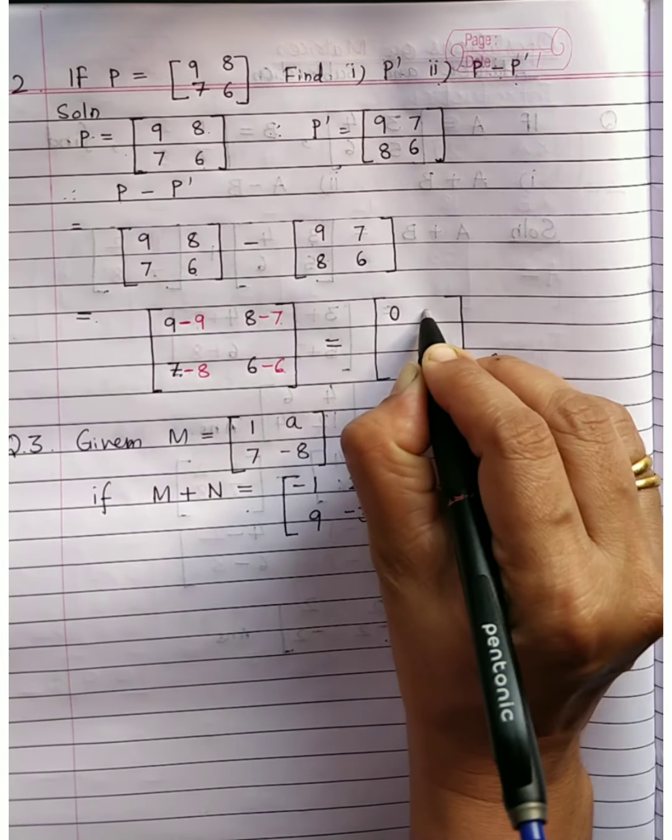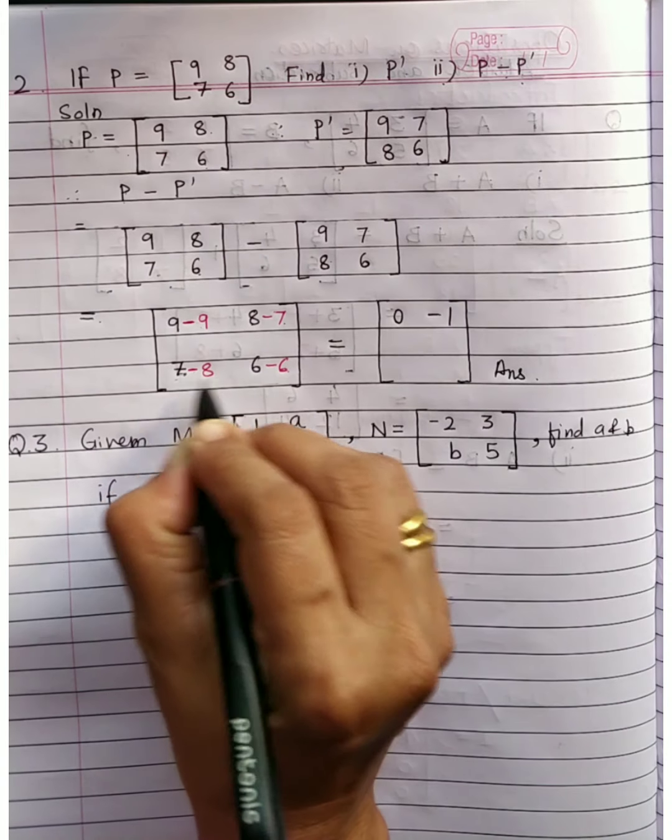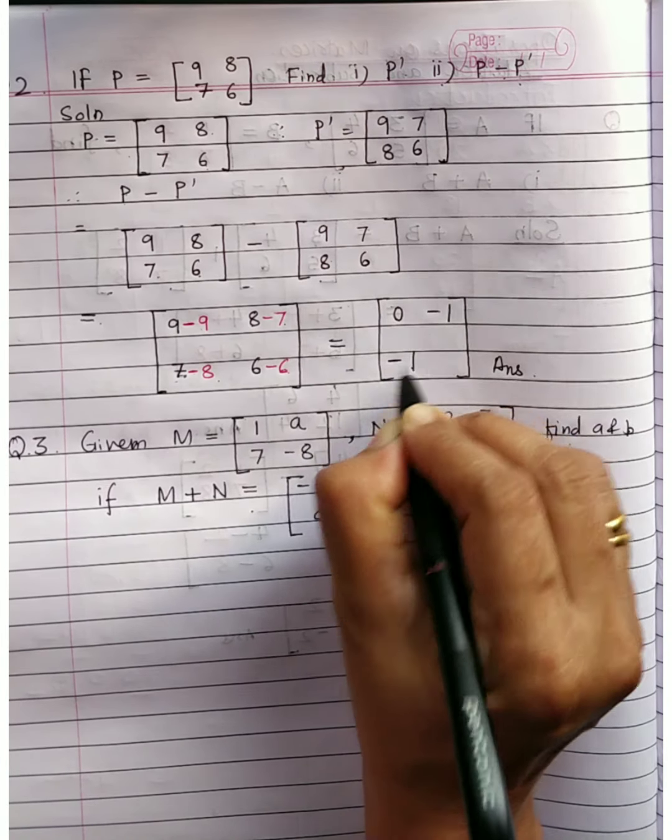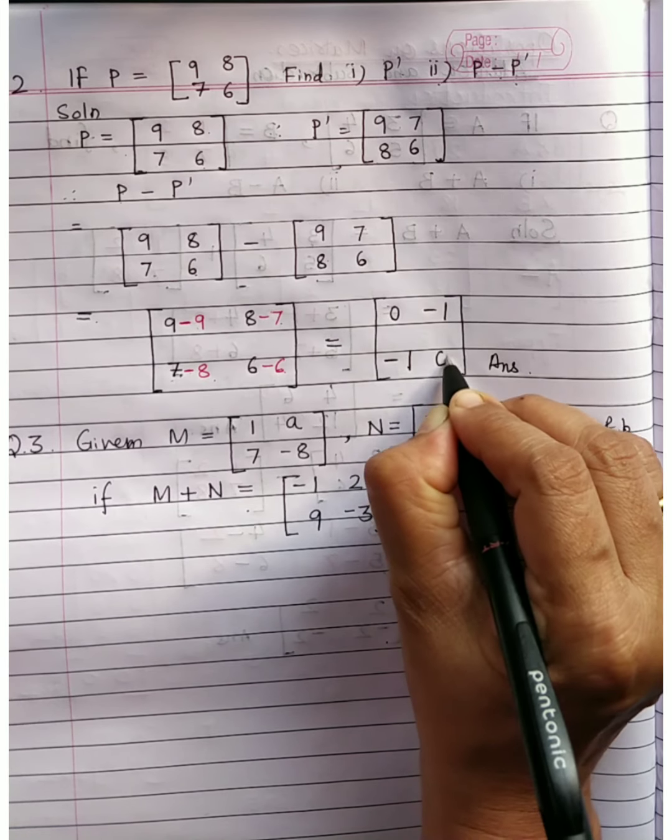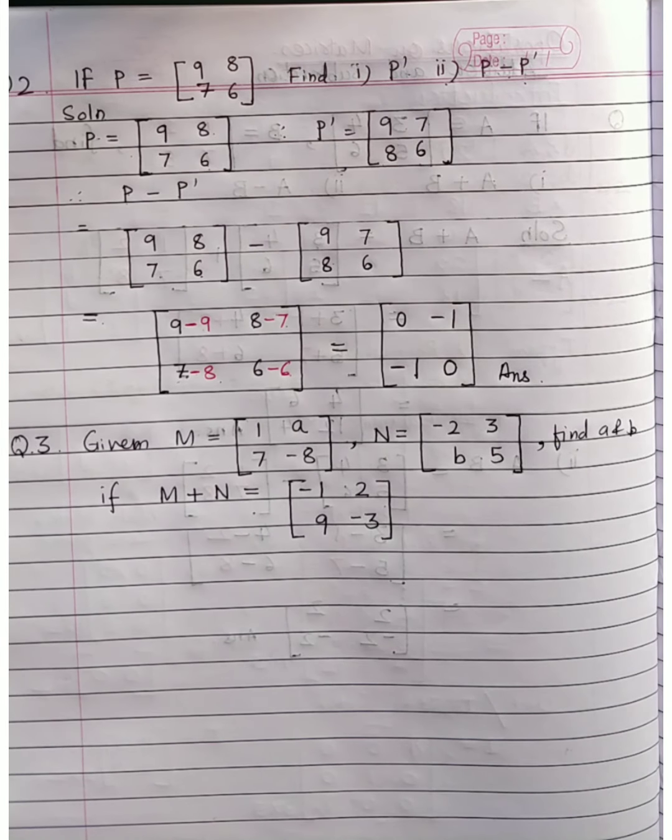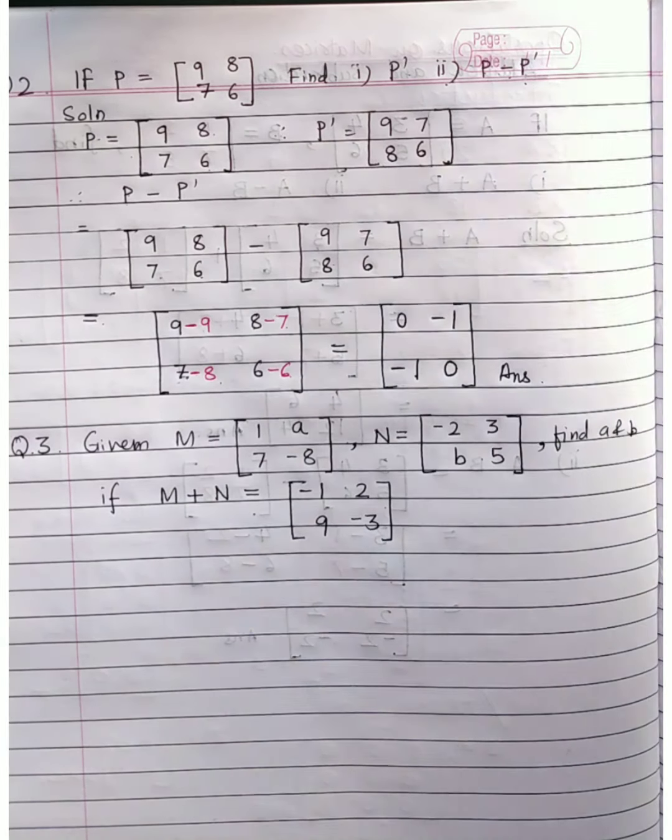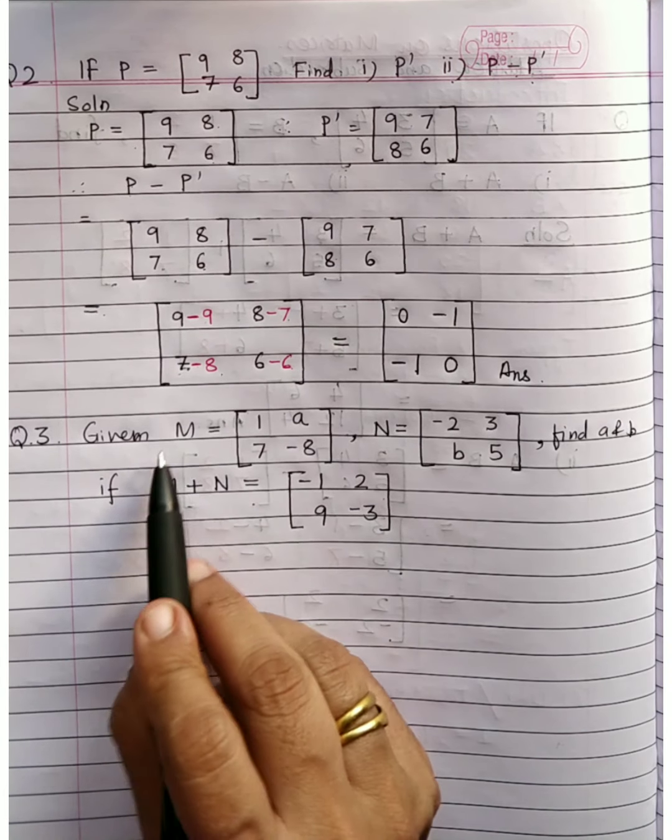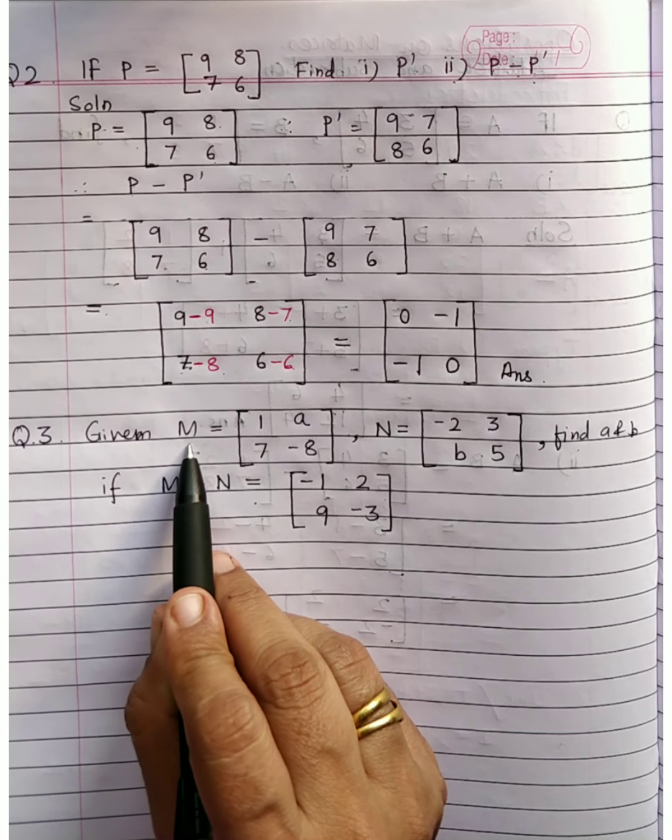8 minus 7, 1. 7 minus 8, minus 1. 6 minus 6, 0. Simple. Check another question. You are given matrix M.